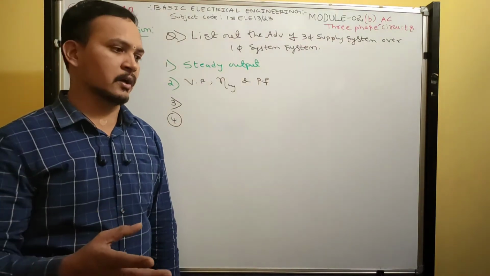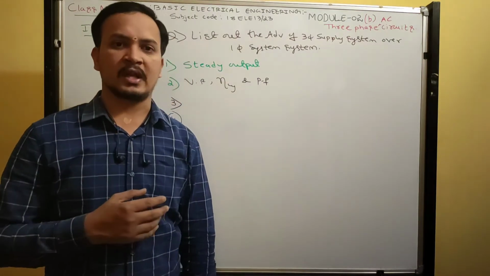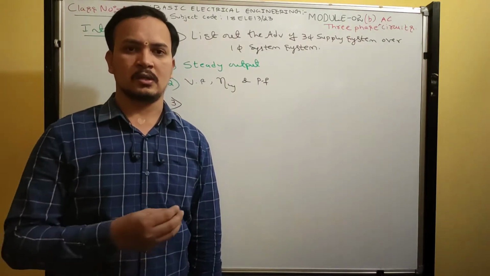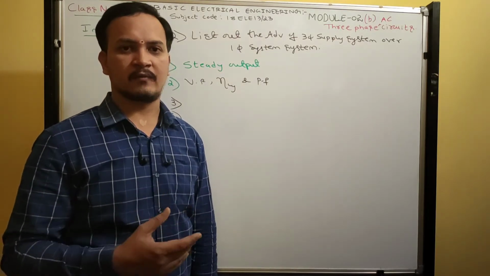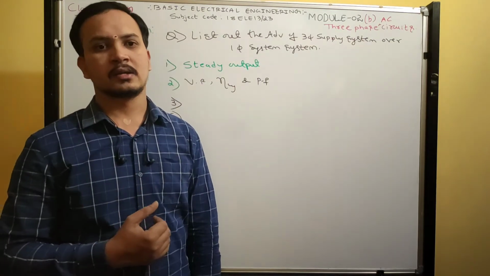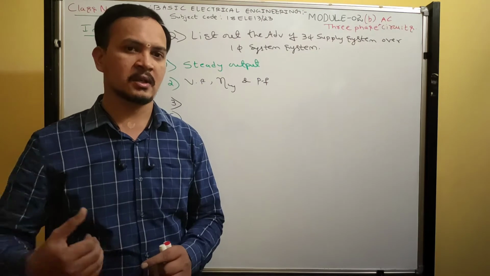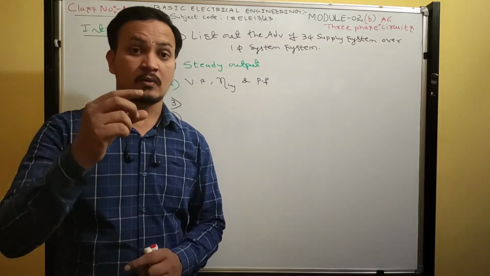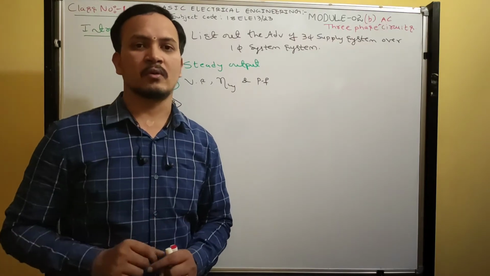If they require supply for lighting and domestic applications like lighting, heating, cooling and all such things, they are using single phase. So how are they getting single phase? From three-phase they are getting single phase. From a three-phase supply we can take line-to-line voltage as well as phase voltage. The phase voltage in a three-phase supply system is equal to the single-phase voltage level.